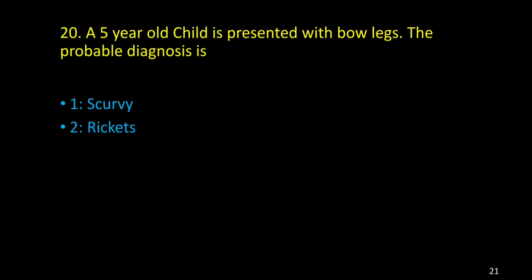Scurvy is not related with bow legs. Rickets is mostly the right answer. Phrenoderma is also not related to bow legs. Phrenoderma is seen in vitamin A deficiency. So phrenoderma is related with the skin and mucous membrane; derma means skin, and that is more related with vitamin A. Pellagra is definitely related with vitamin B3, niacin. So here the right answer is rickets.